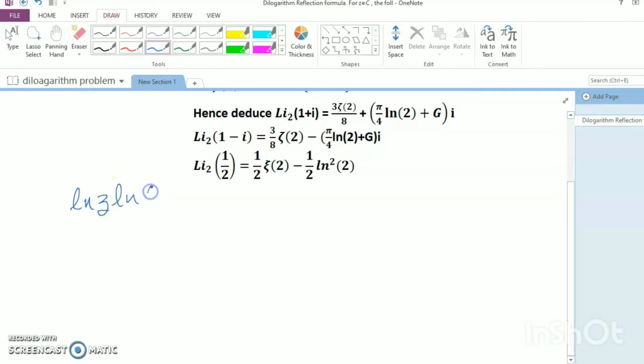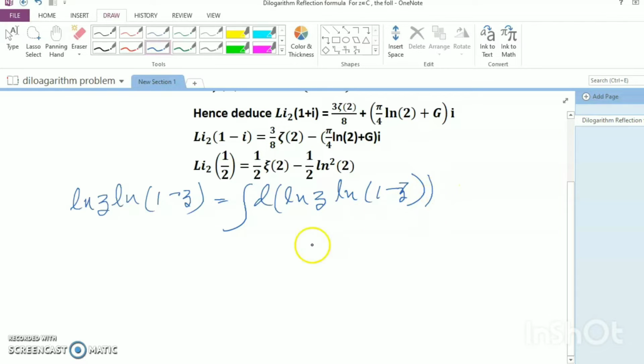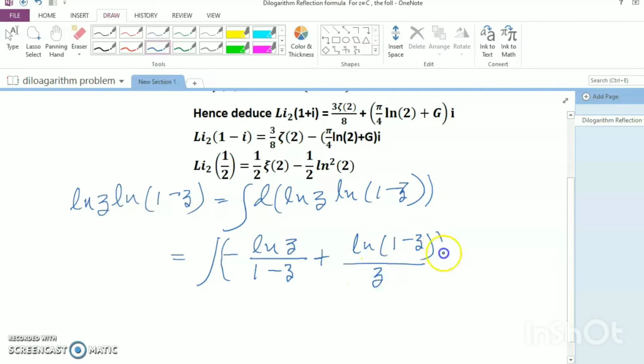ln z ln(1 minus z) is equal to d of ln z ln(1 minus z). Okay, now it can be written as the integral of minus ln z divided by 1 minus z, just integrate, plus ln(1 minus z) divided by z dz.